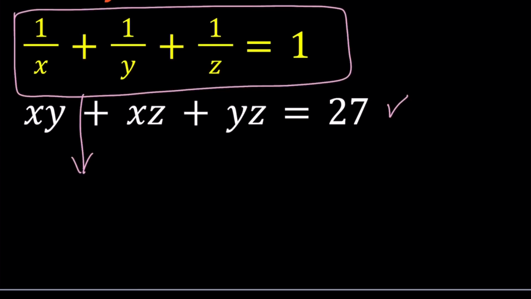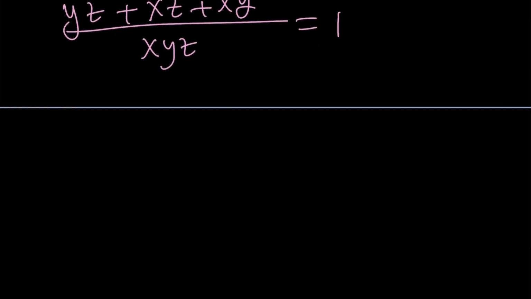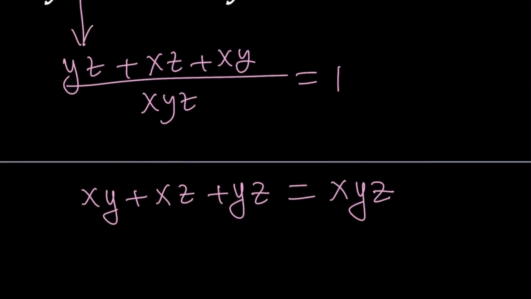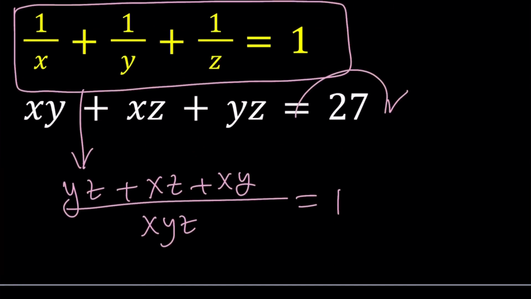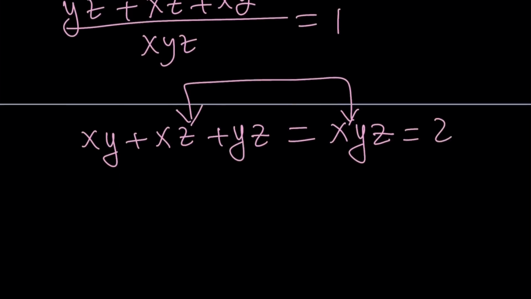So I'm going to make a common denominator. I'm going to get yz plus xz plus xy divided by xyz equals 1. Since it's 1, we can go ahead and cross multiply. And let's go ahead and write in standard form. Otherwise, this is going to bother me forever. xy plus xz plus yz equals xyz. So, what does this mean? We were given the left-hand side. Yay, this is equal to 27. So if two things are equal, and one of them is equal to something, the other one is also equal to the same thing. Anyway, so this means xyz is also 27.